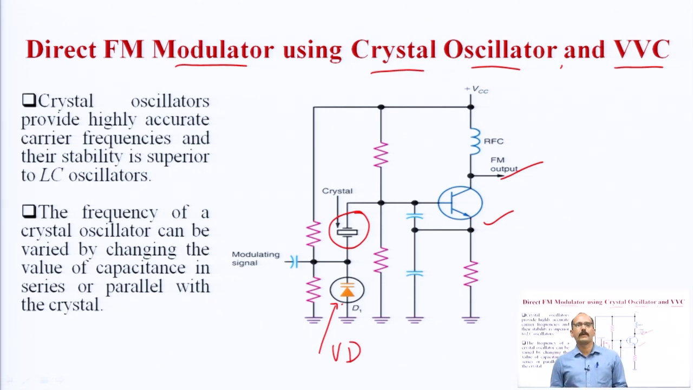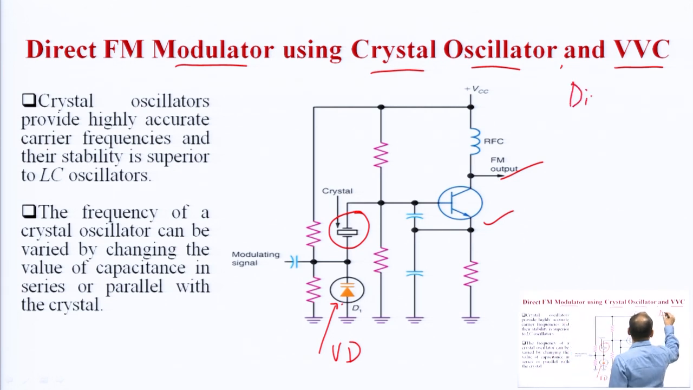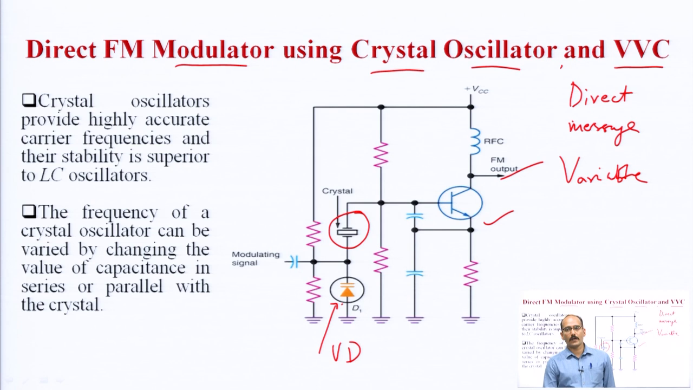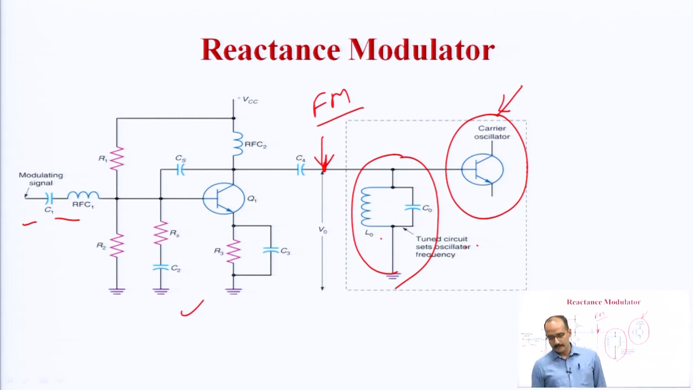So, always remember one thing, in the direct method, you are taking the message signal, and that message signal is applied to a varactor or variable reactance device. And that varactor or variable reactance device is going to convert the change in voltage of the incoming message signal into a change in frequency. You can easily understand this by this reactance modulator circuit.